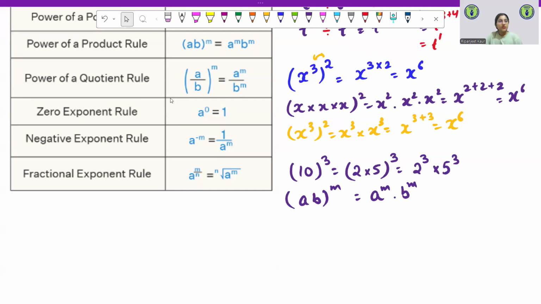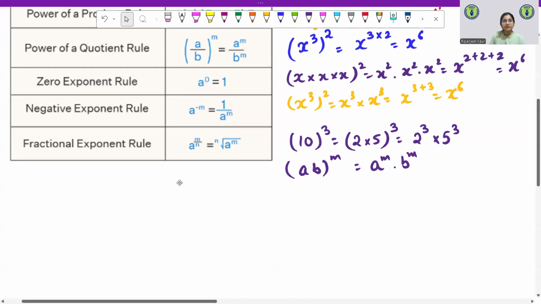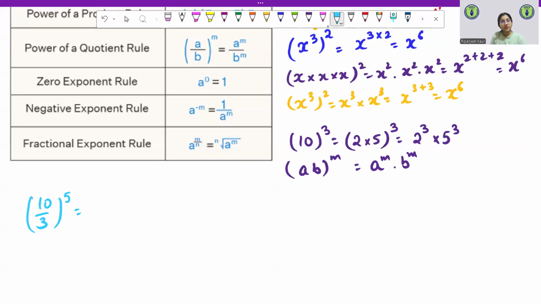Okay. Now, power of a quotient rule. Let us say we are having 10 over 3 raised to power 5. So this becomes 10 raised to power 5 over 3 raised to power 5. That means we can separate the powers on both the top and the bottom.